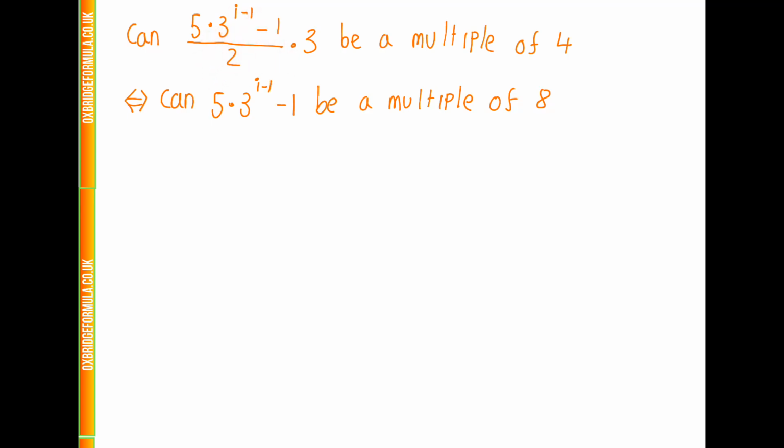And we'll see 5 to the 3 to the I minus 1 minus 1 over 2 is a multiple of 4, if and only if when we times it by 2, it's a multiple of 8. So we need to ask this question, can this be a multiple of 8? Now, the answer's going to be no, but why?